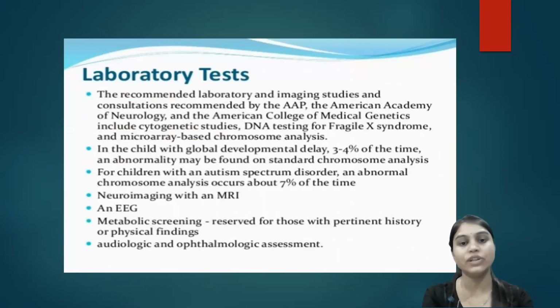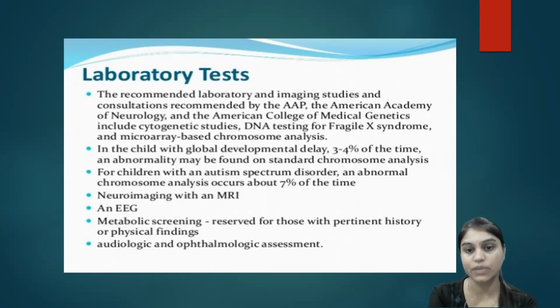Next, in the child with global developmental delay, 3 to 4% of the time, an abnormality may be found on standard chromosome analysis. For children with an autism spectrum disorder, an abnormal chromosome analysis occurs about 7% of the time. Neuroimaging with an MRI and EEG, and metabolic screening are reserved for those with pertinent history or physical findings, as are audiologic and ophthalmologic assessment.